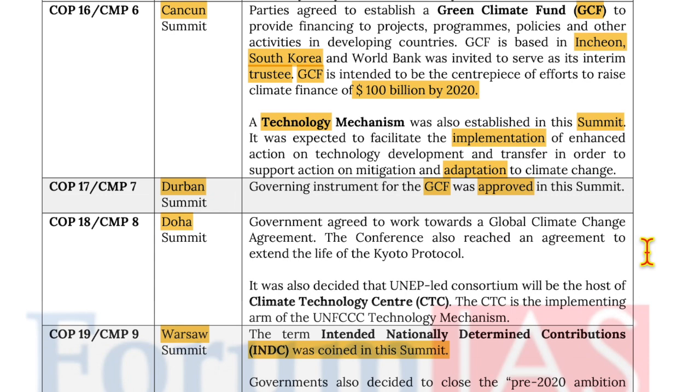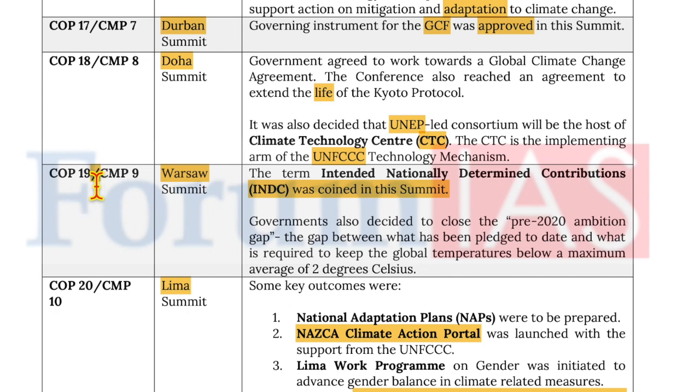The conference also reached an agreement to extend the life of the Kyoto Protocol. It was also decided that a UNEP-led consortium will be host of the Climate Technology Centre. The Climate Technology Centre is the implementing arm of the UNFCCC technology mechanism. Now, Warsaw Summit, which was COP19, intended nationally determined contributions were coined in this summit. So in Warsaw, INDCs were coined.